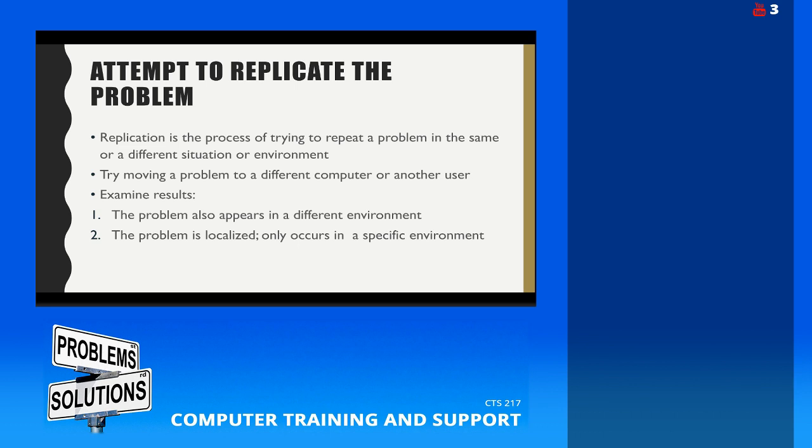So if the problem also appears in a different environment, or the problem is localized and only occurs in a specific environment, then that gives us more information about what's going on and how we can work to solve this problem. Because if it's in the operating system itself, there's not a whole lot that we can do. We can wait on a patch, we can give our users information. But if the problem is localized, then we can start to drill down more about what's going on and figure it out.